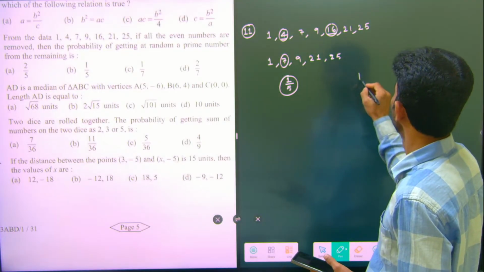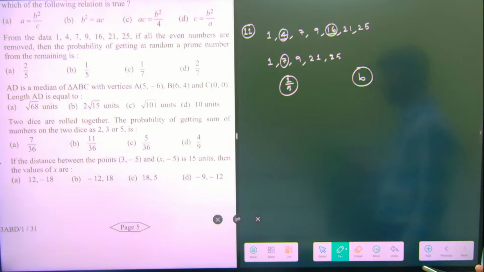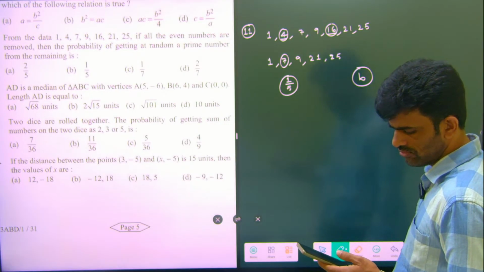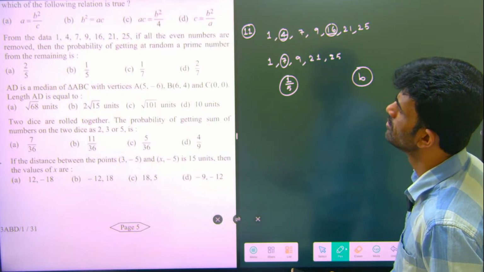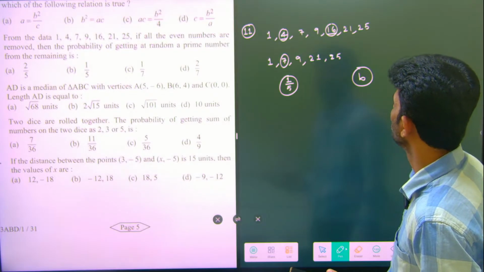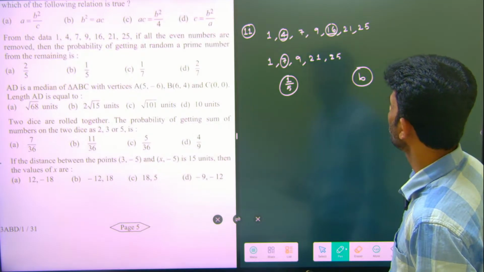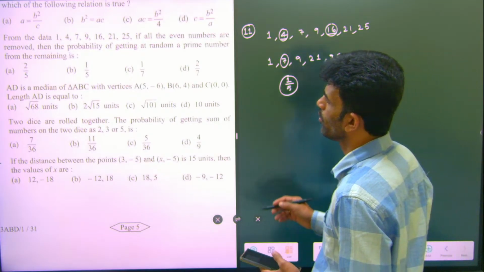Option B is correct. It's not 2 by 5. We have only one number, that is 7. 1 is not a prime number and the remaining numbers are also not prime numbers. Only 7 is a prime number, so 1 by 5. Now question number 12.